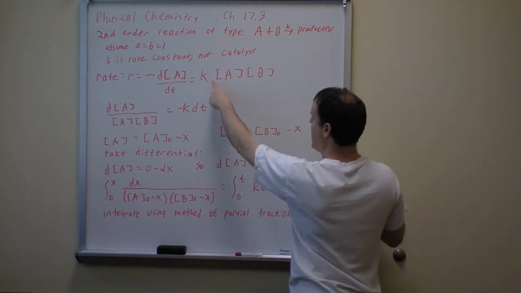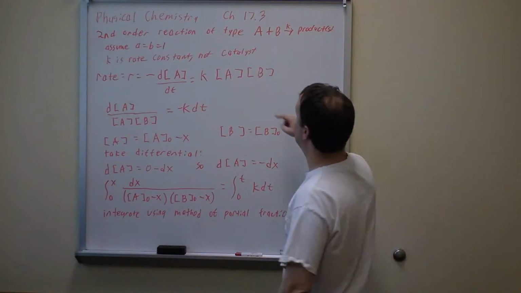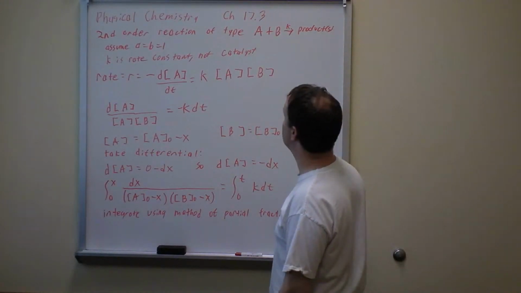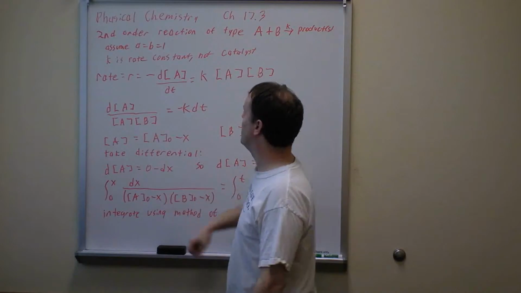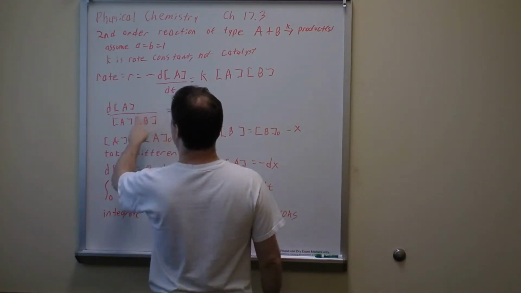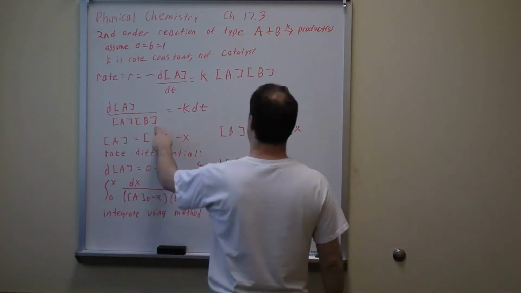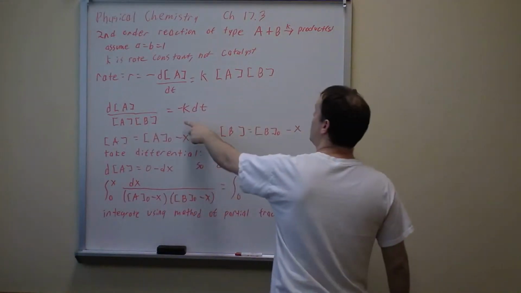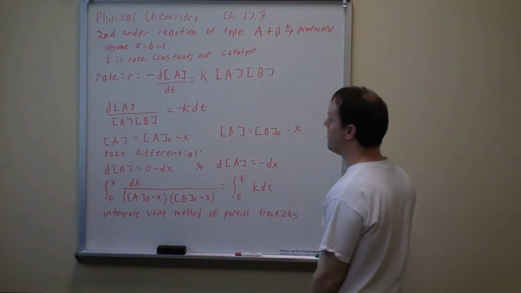That's going to be equal to k times the concentration of A times the concentration of B. Move everything to the side so we can integrate. We have the differential of A divided by the concentration of A times the concentration of B, and that's equal to minus k dt.